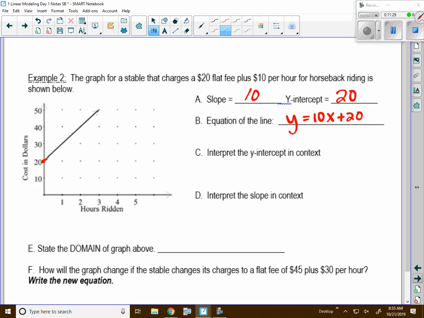All right, so interpret the y-intercept. They kind of told you this in the directions. It's that $20 flat fee, because you're going to pay that no matter what. And then interpret the slope. $10 every hour that you ride.